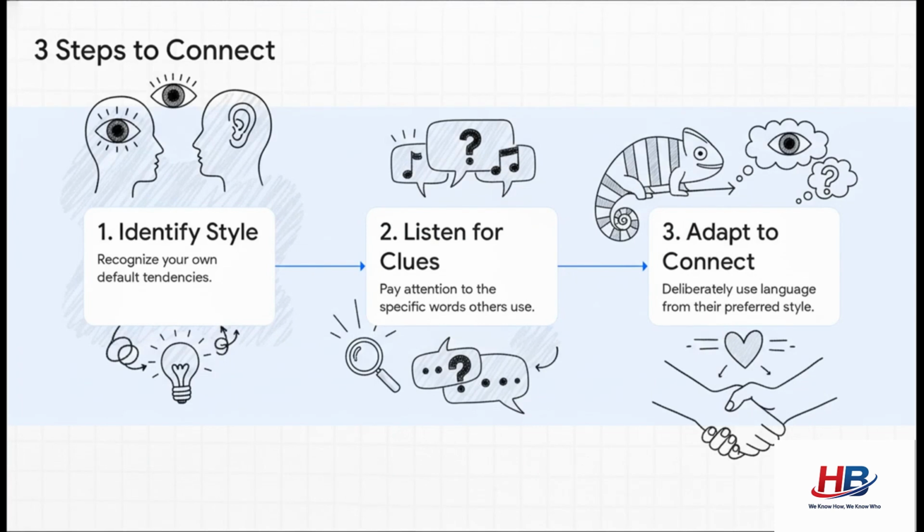First, get honest about your own dominant style. Are you more visual, auditory, kinesthetic? Second, start actively listening for clues in the other person's language. Are they saying, I see, or I hear you, or I feel? And finally, number 3, adapt. Deliberately try using their style of language. So with a visual person, try saying, picture this instead of listen to this. It's a small change that makes a huge difference.